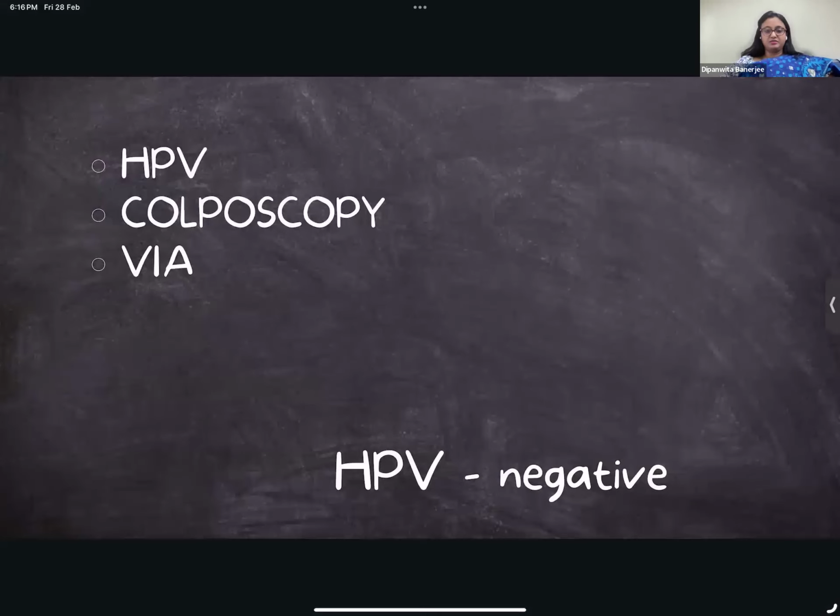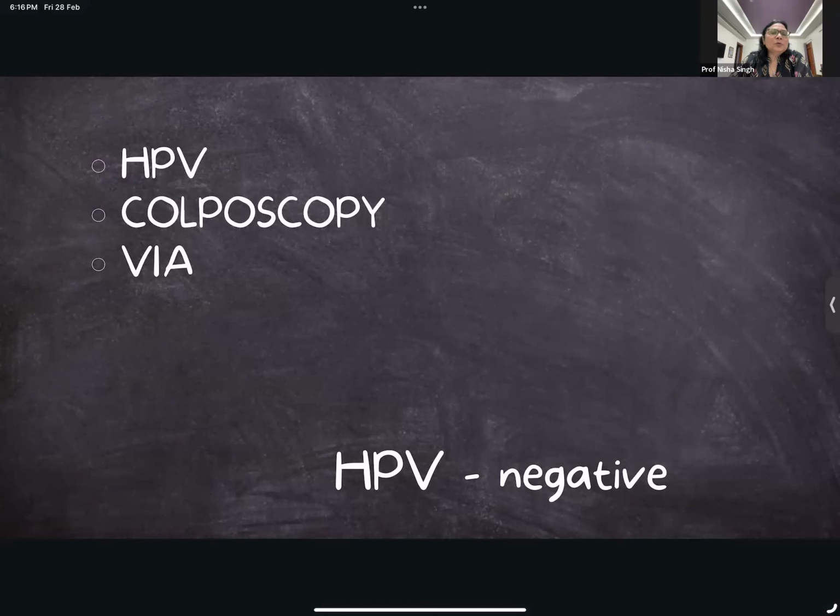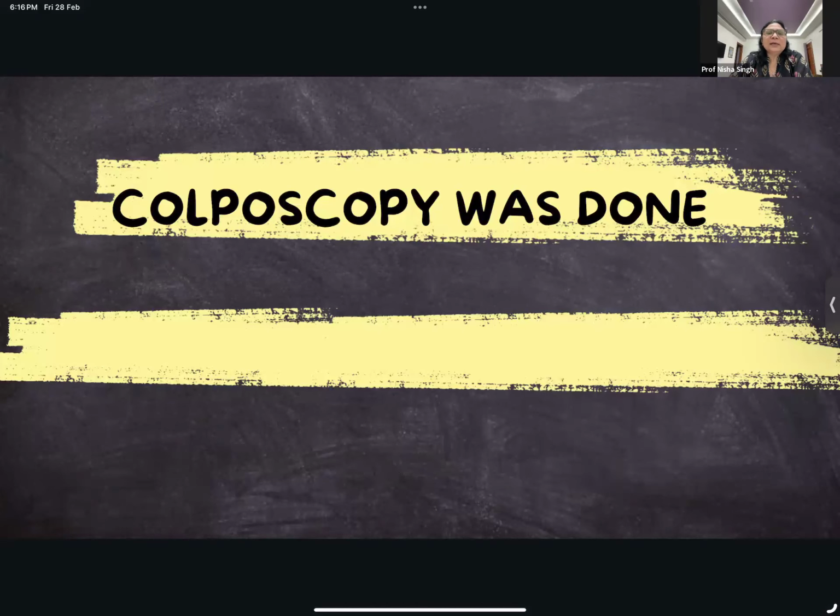If the HPV is positive, you send her for colposcopy. If HPV is negative, you can offer her a yearly follow-up by doing cytology. But in this case, I think the colposcopy has been done, so we'll just discuss that.